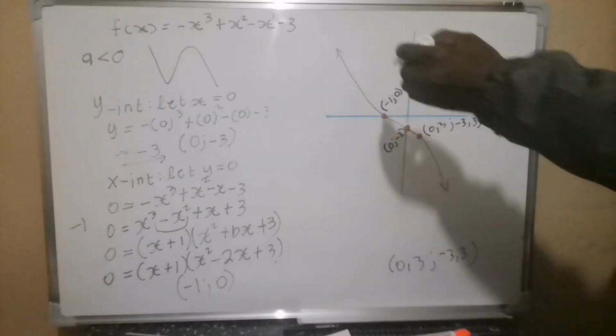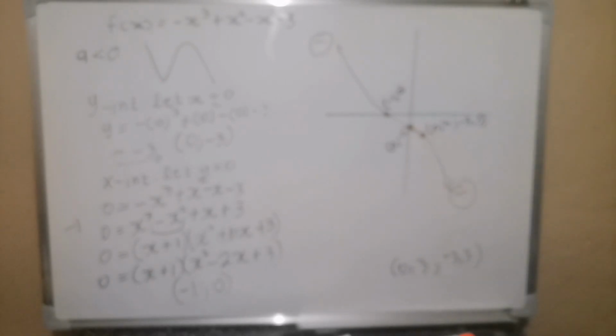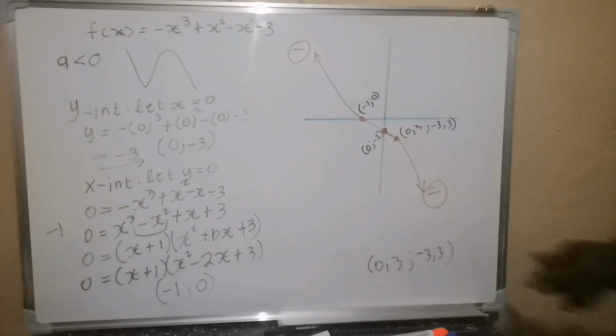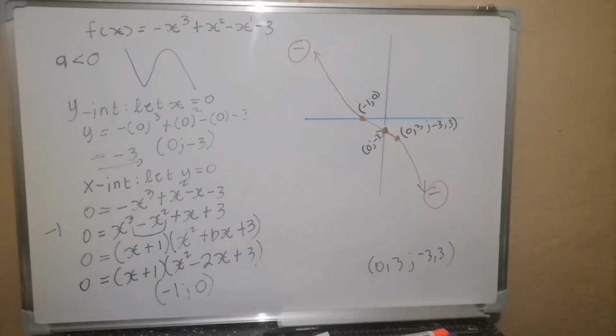If the velocity is negative, you know our graph should decrease from the left, and after it has reached the point of inflection, it should decrease from the right also. So it should decrease on both sides. Our graph, guys, will decrease on both sides.